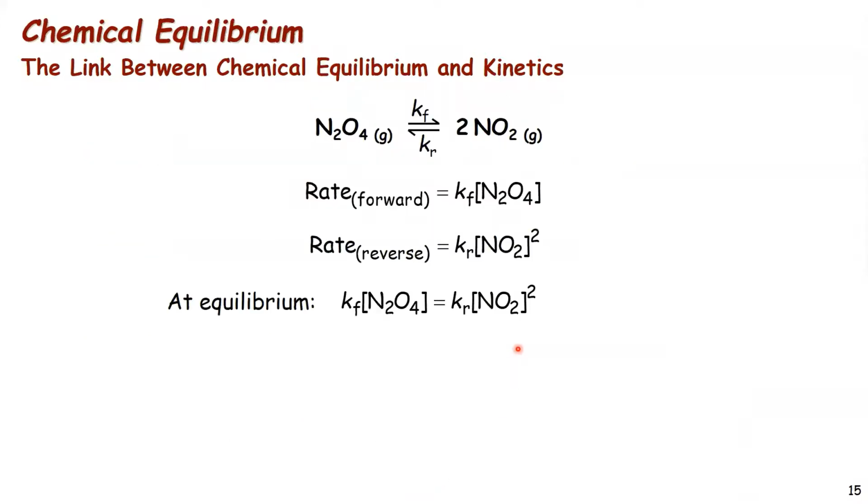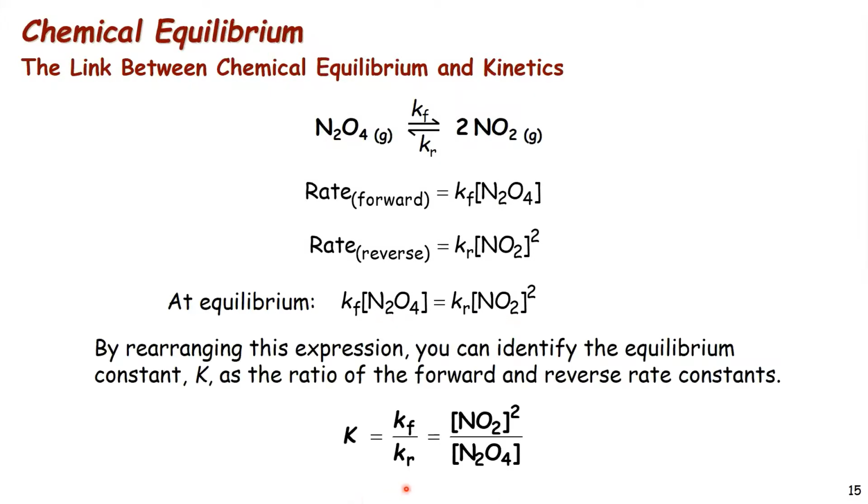And these two things are related, right? At equilibrium, it looks like that. And if we rearrange it, it looks like this, right? We put the forward over the reverse. Well, that is equal to the equilibrium constant.